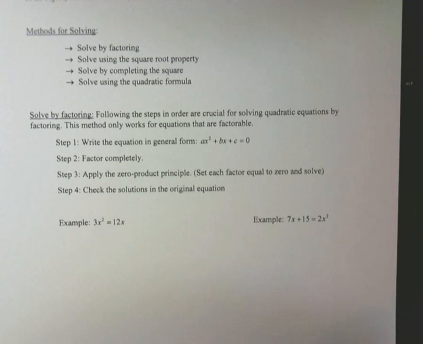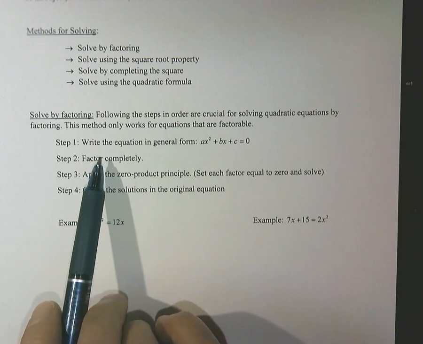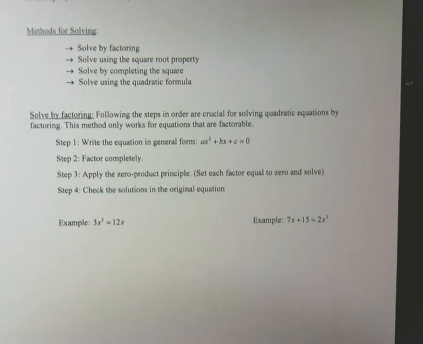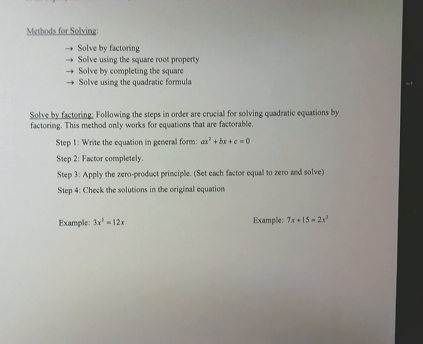There are some certain steps that I always follow, and if you don't follow these steps in this order, you could possibly get the answer wrong. So my first step is I'm always going to write the equation in general form. And this book says general form. It's just ax squared plus bx plus c equals 0. Some call that standard form.